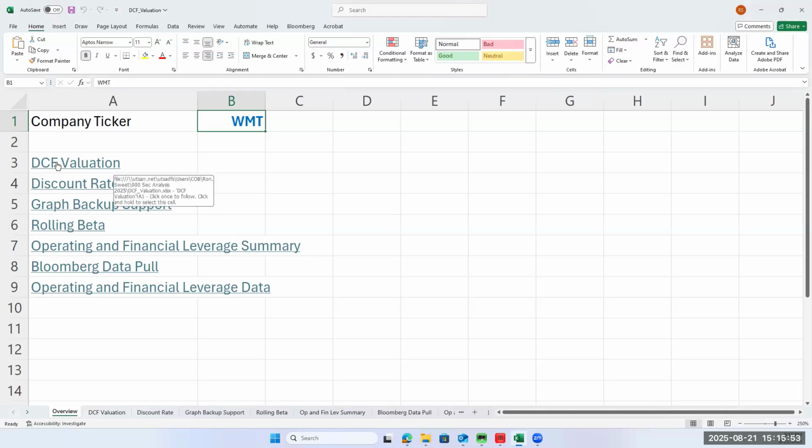There's the actual valuation, which you probably won't start with. You'll probably start with the discount rate. We'll start with that, but this is your final results, so it's the first sheet in there. So we'll start with the discount rate, and then you have some backup that helps either with the discount rate or your assumptions for the valuation. So let's do the discount rate.